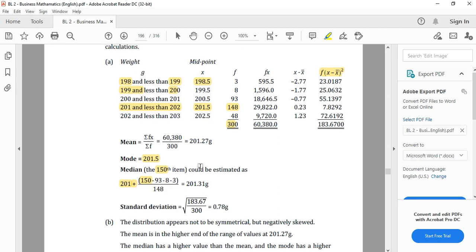Now we get it from the formula n plus 1 divided by 2. Then 150 minus 93, minus 8, minus 3. These top values, if you subtract them off and divide by the frequency of the selected median class, you will get your estimated median value, which you could get from your ogive graph as well. But you will not have time to draw an ogive graph in the exam. They won't expect you to do it either.